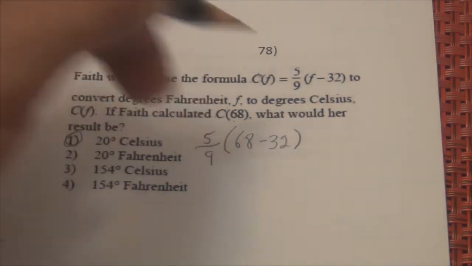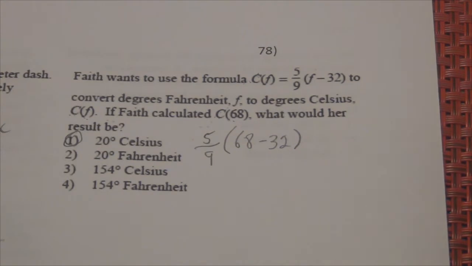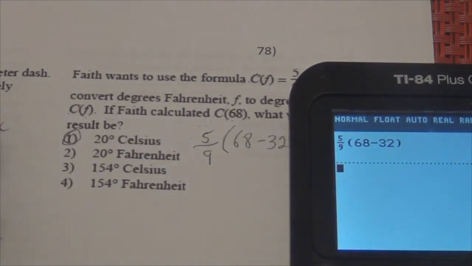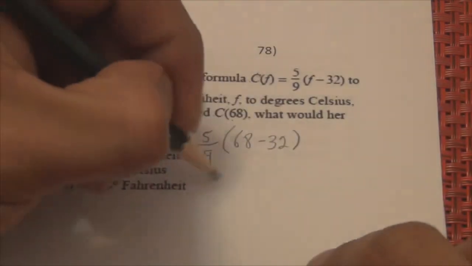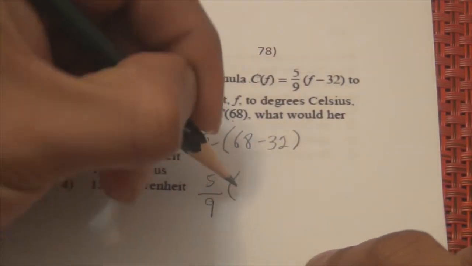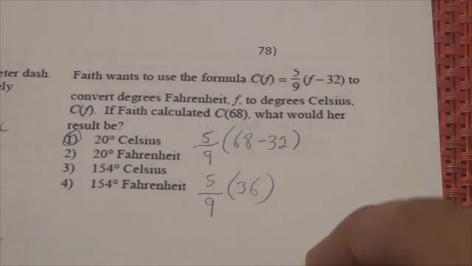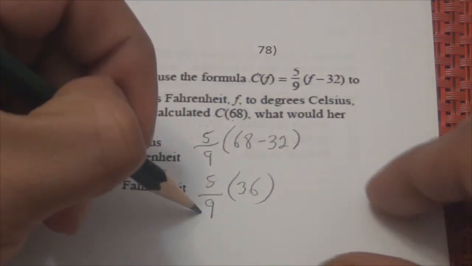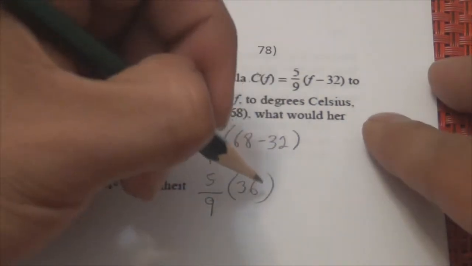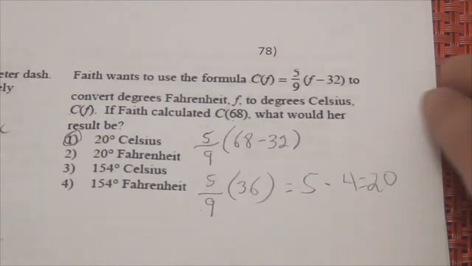If not, you could just do it by hand. So for example, 68 minus 32 would be 36. So this would be 5 over 9 times 36. Now 36 divided by 9 is 4. So this turns into 5 times 4, which is 20. Same thing. All right, let's move on to the next question.